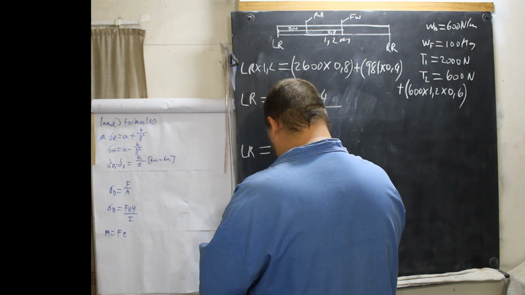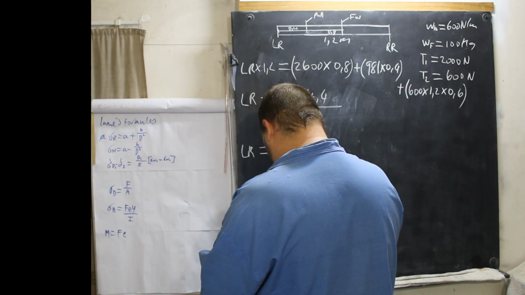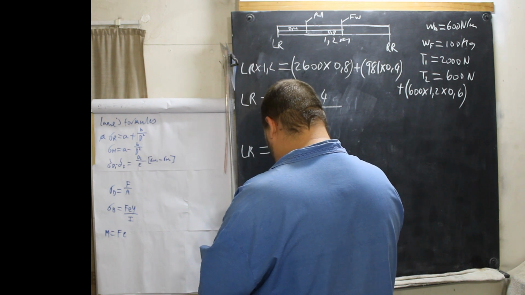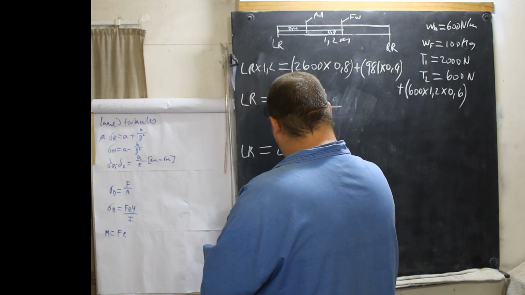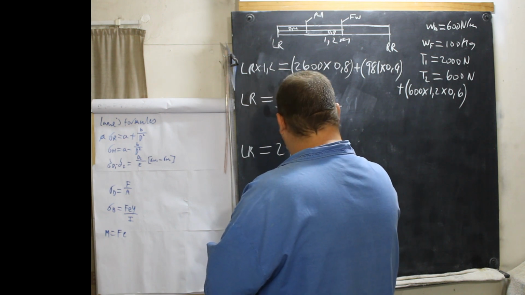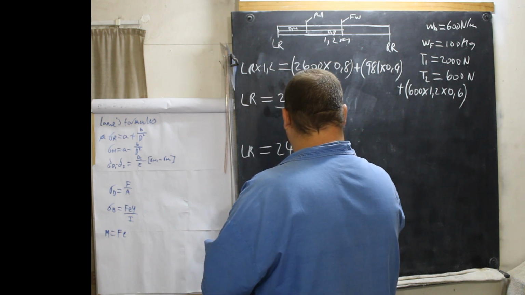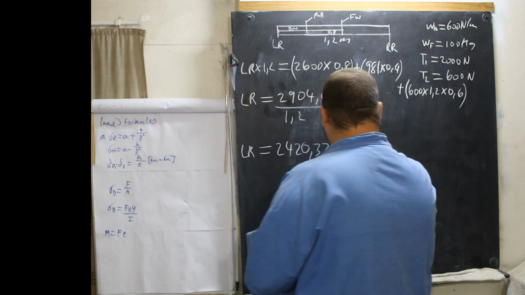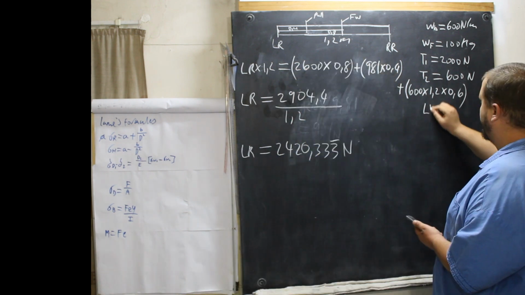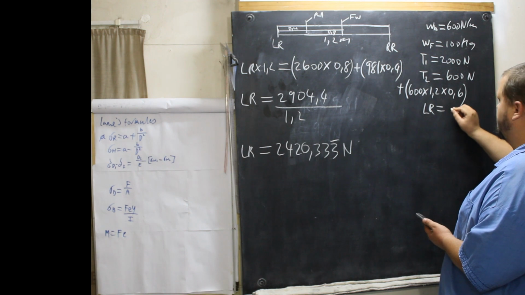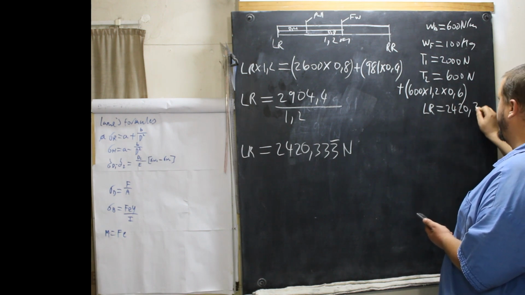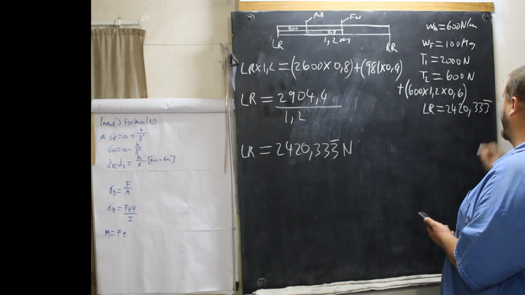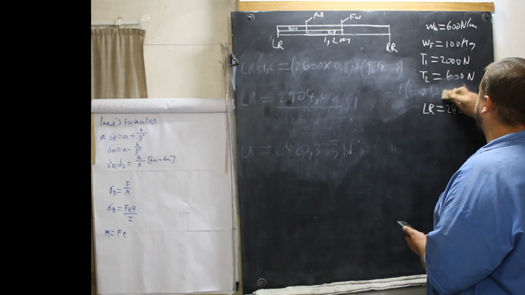LR divided by 1.2, and we are left with 2420.333 recurring newtons. LR equals 2420.333 recurring. Let's get the right hand side done.